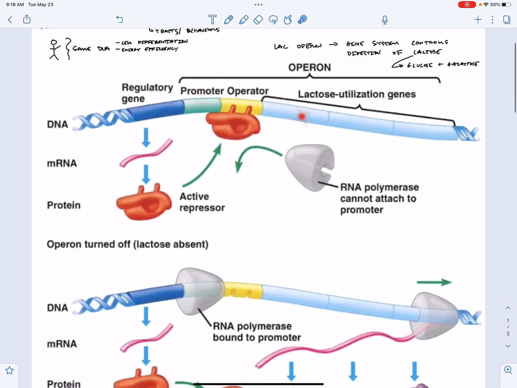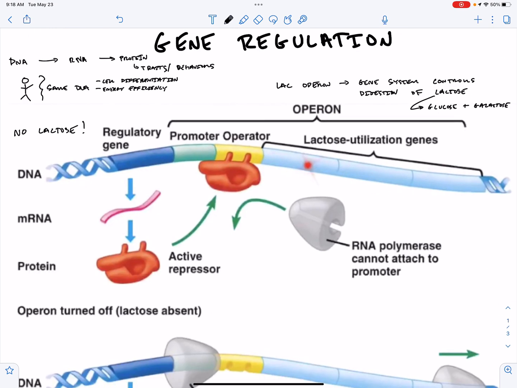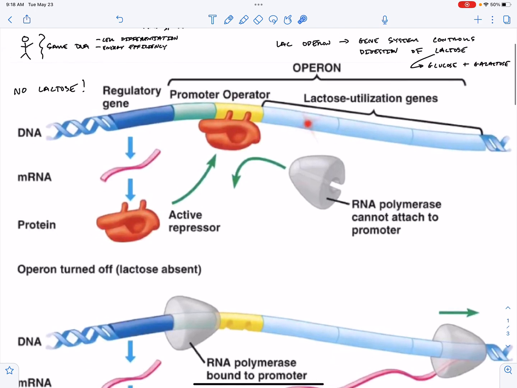Okay, so here's how this system works. Now, if there's no lactose in the system, it doesn't make sense to create the genes that are going to break lactose down into its component pieces because we don't have lactose to digest. So the way this system is set up is to prevent the transcription and then translation of the proteins that digest lactose when lactose is absent from the system.